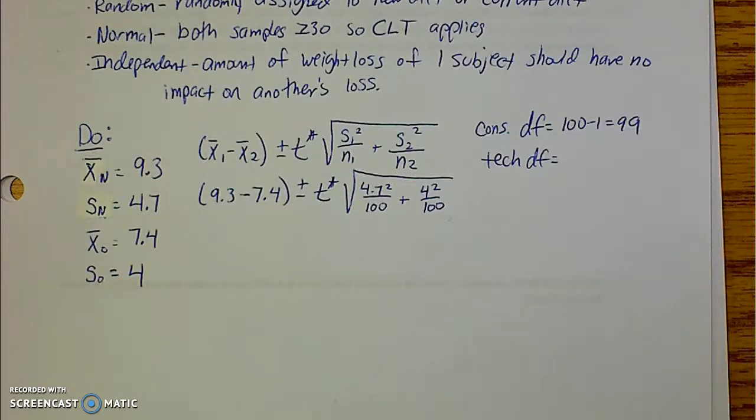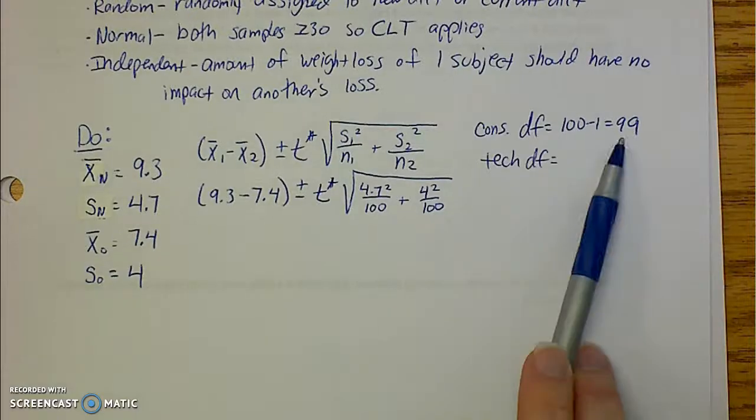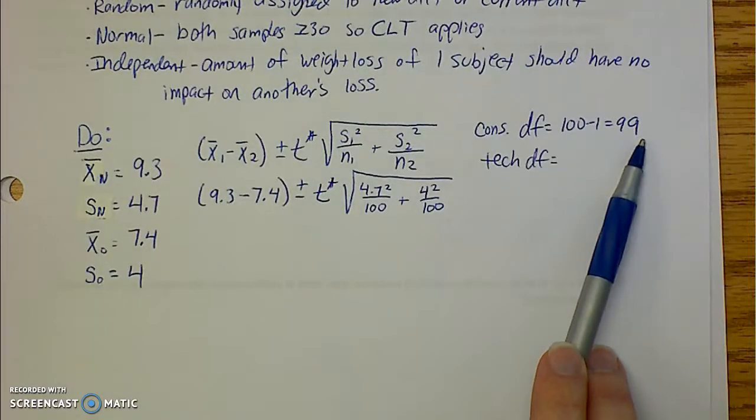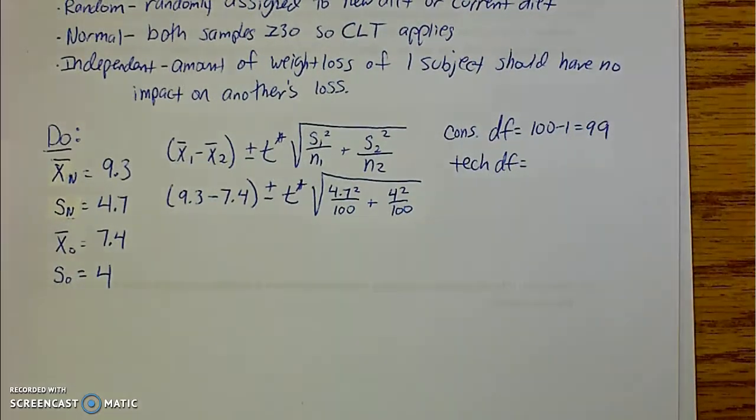We are in the process of finding degrees of freedom that will help us find our T star, our critical value. Okay, so we used the conservative value, degrees of freedom, 100 minus 1 gives us 99. So if we were to do this conservatively, I would have to look up 99 degrees of freedom in my table B for a 95% confidence interval.